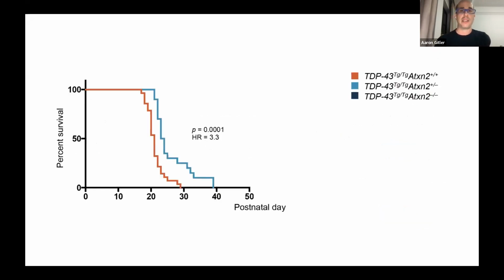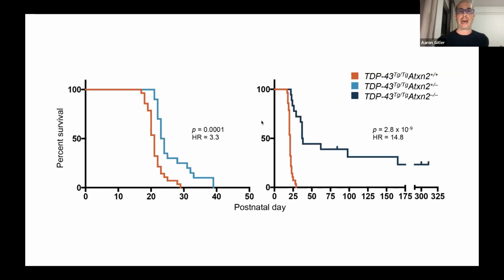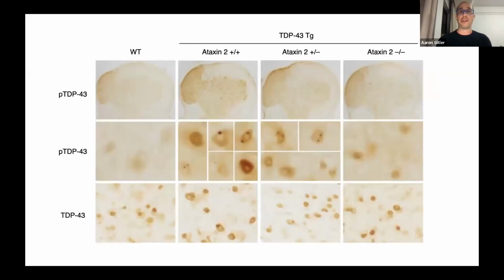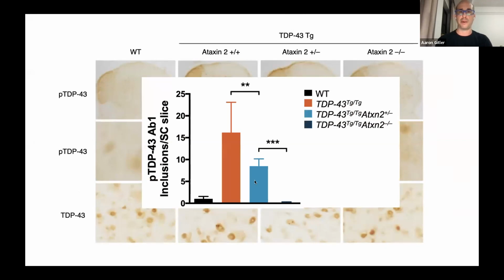She found that the mice that were heterozygous for ataxin-2 had a significant extension in survival compared to the wild type mice expressing the TDP43 transgene. But she found this dramatic extension in survival in mice that completely lacked ataxin-2. This was also sufficient to eliminate the pathology in the spinal cord. These are phosphorylated TDP43 inclusions that are eliminated in the ataxin-2 knockouts. Here's the quantification. We really can't find any of them.